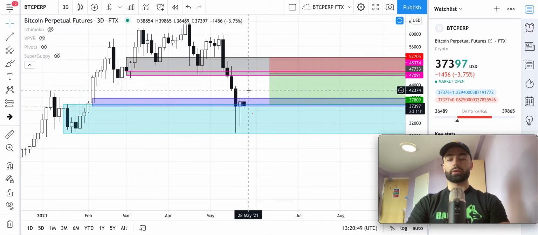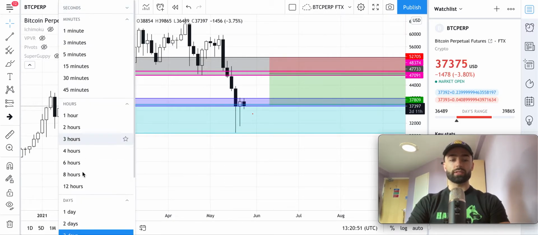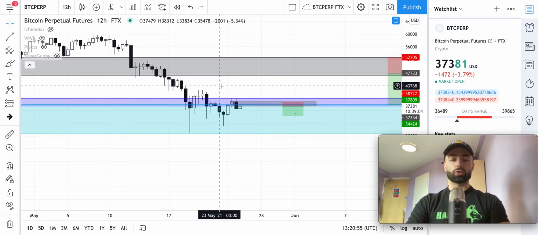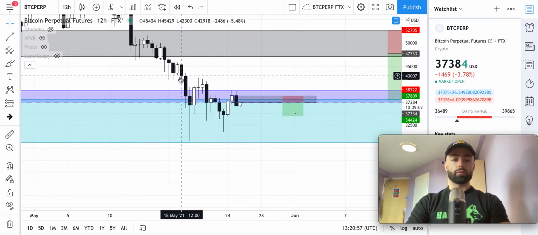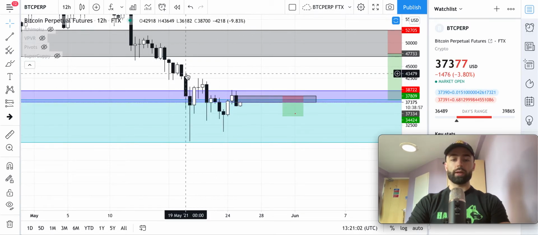If we don't get quite as high, I would imagine the other resistance zone to watch is this 12-hour level right here, which is this candlestick right here. So if we don't get all the way up to the gray, that's the main resistance level that we also need to keep an eye on, and that's at about 43,500 roughly.